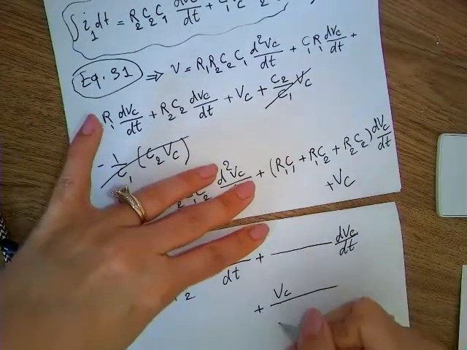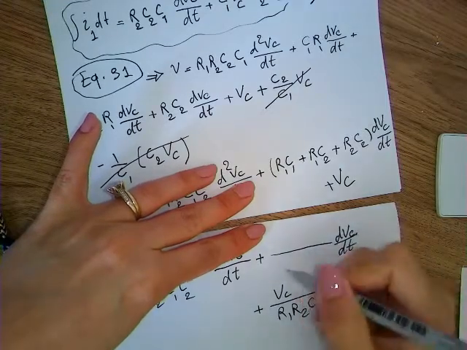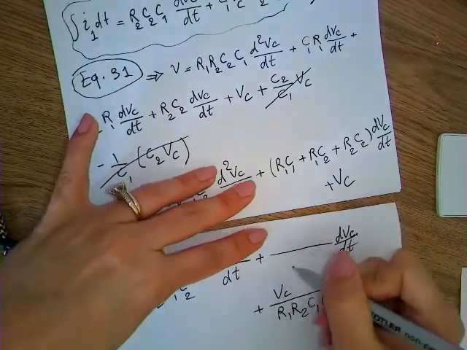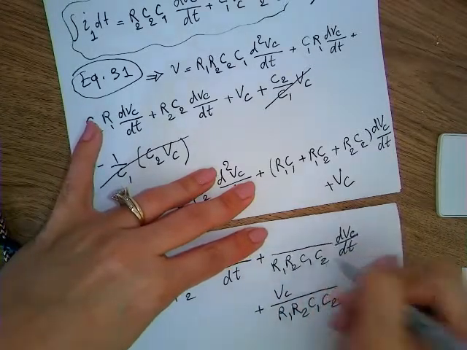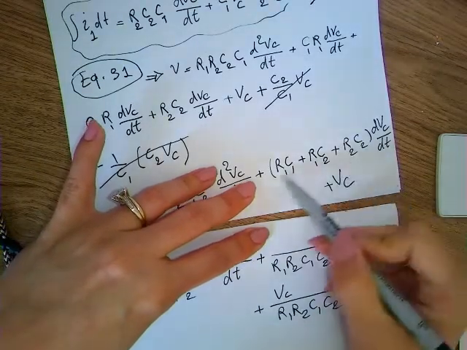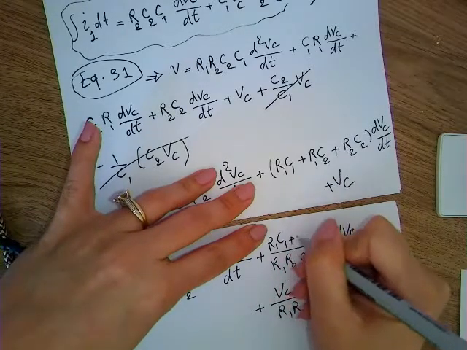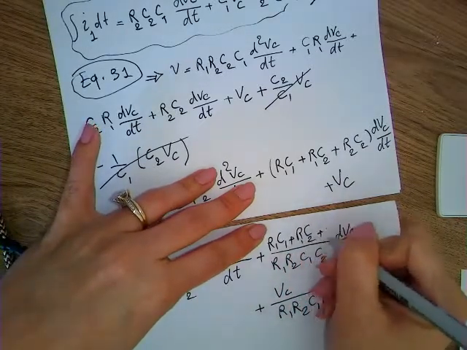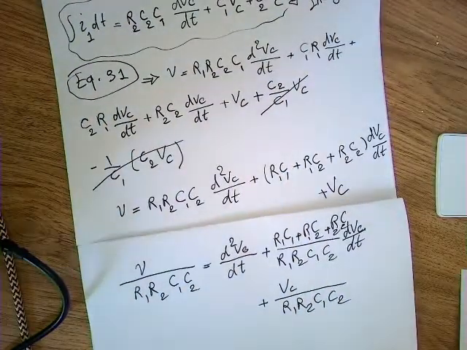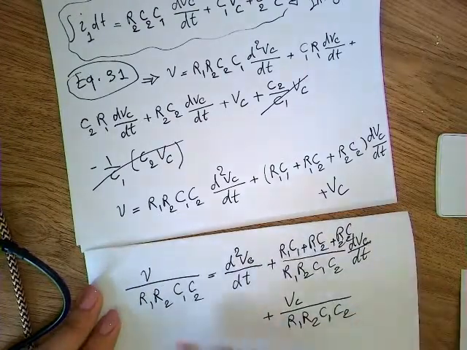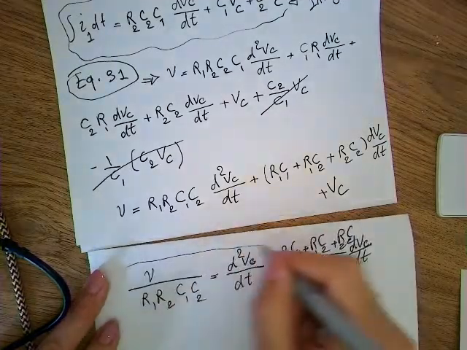So here I will have R1, R2, C1, and C2. The bottom of this fraction is R1, R2, C1, C2, and on the top, these will stay the same. So I will have R1 C1 plus R1 C2 plus R2 C2. And that is the result of that mesh analysis. This is exactly the same equation that we did with node analysis. So this is the final relationship.